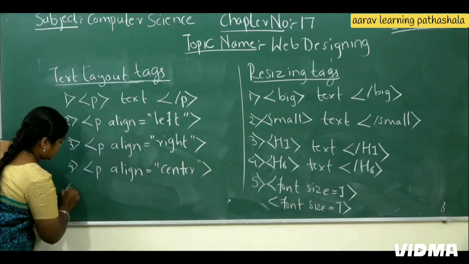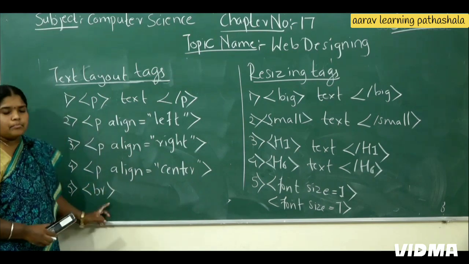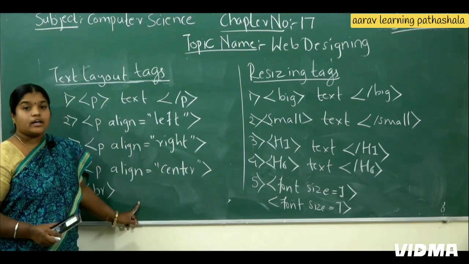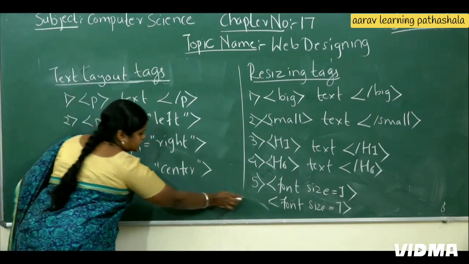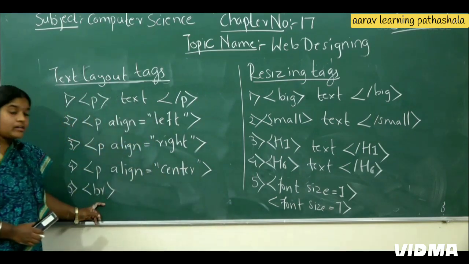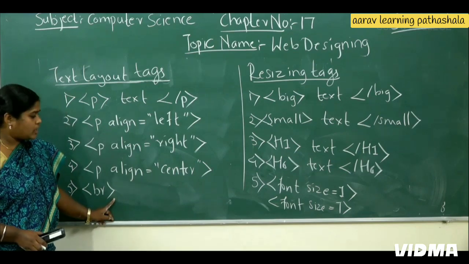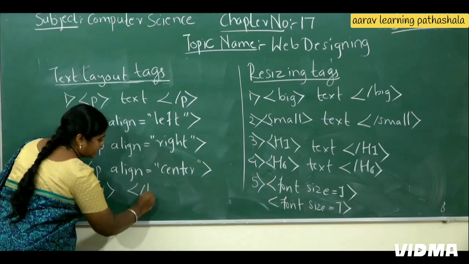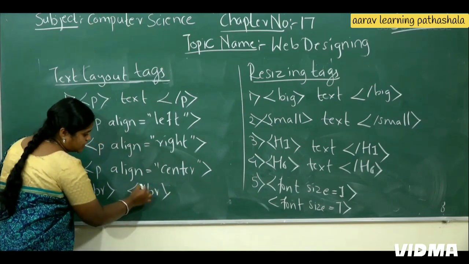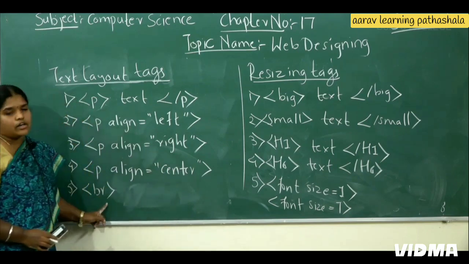Then next we will study the next tag, that is BR. BR tag is nothing but a single line break tag. Let's see an example for this particular tag. The important thing you need to note about BR tag is that it is a singular tag. There is no pair tag available for this. So it is a singular tag.